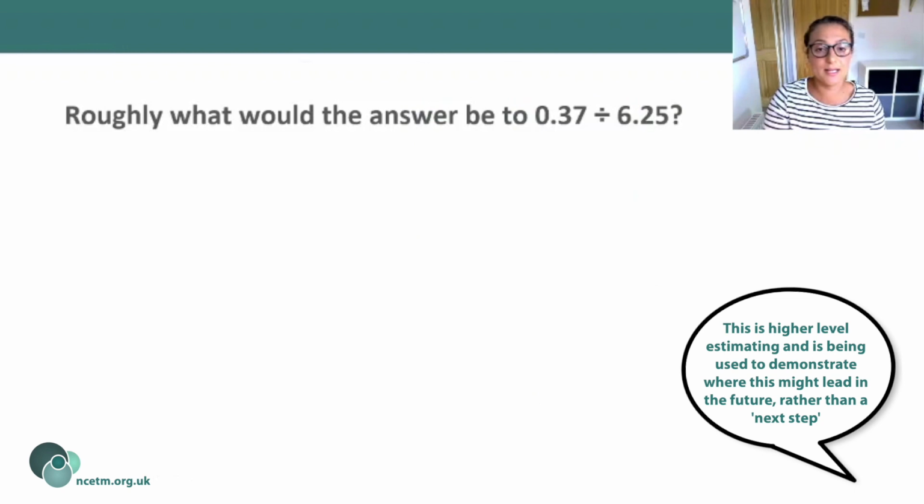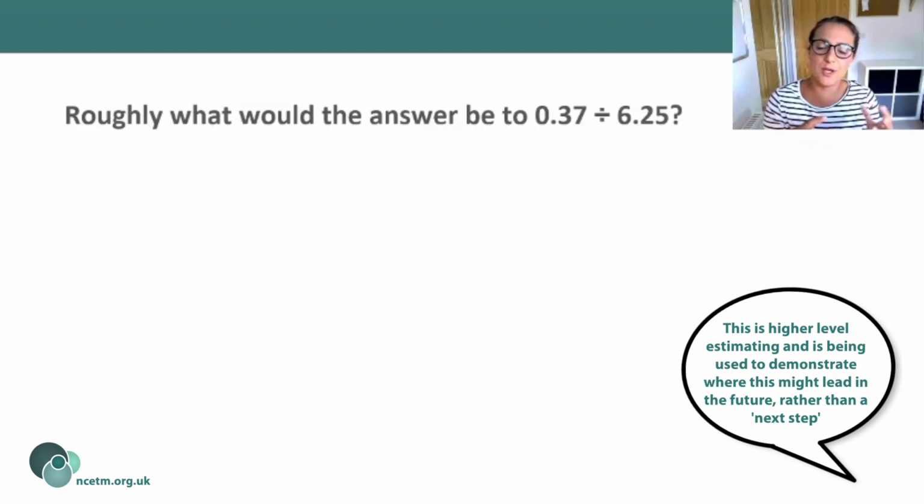So here's an example of an estimation question I might ask. Again, fairly standard, nothing particularly special about it, but I want pupils to be able to give me an ish answer for this. So the 0.37 is ish enough to me a multiple of 6, so I'm going to be thinking about it as 0.36 divided by 6. I've chosen a multiple of 6 because I know that my second part has a 6 in it.